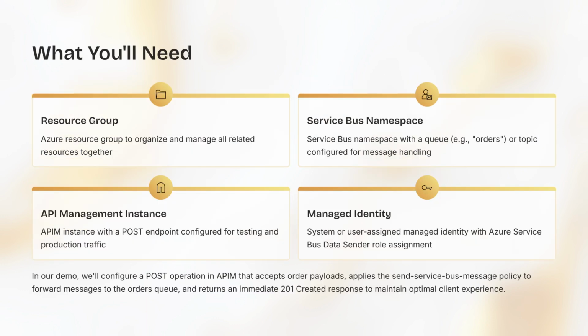Requirements and demo preview. For this demo, the following resources are required. Resource group, Service Bus namespace plus queue. In this demo, it is called orders. API Management instance. In this demo, a POST endpoint was used for testing.